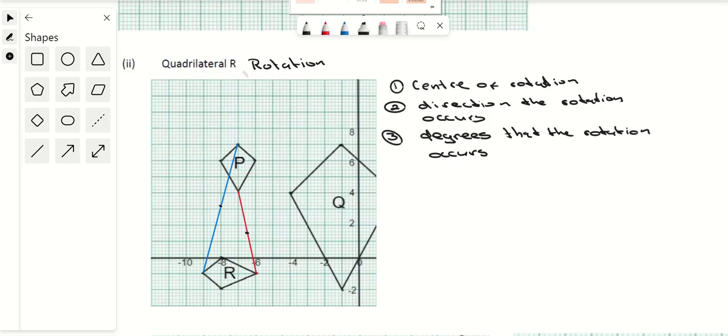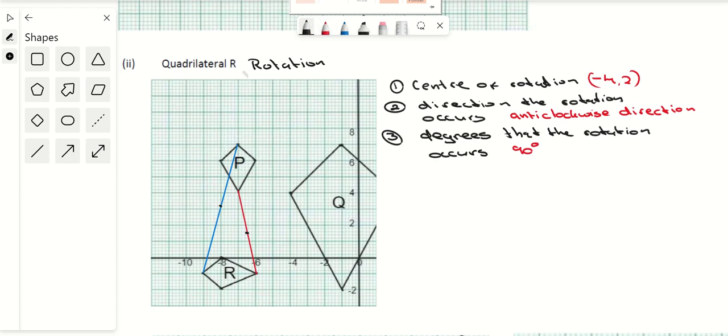Okay, so if we were to fill in everything, we know that our center of rotation was -4, 2. Let's put this. This was -4, 2. The next thing, the direction that it was rotated is an anti-clockwise direction. And number 3, the degrees that it rotated: this rotation occurs at a 90 degrees angle. So we found out the three things.